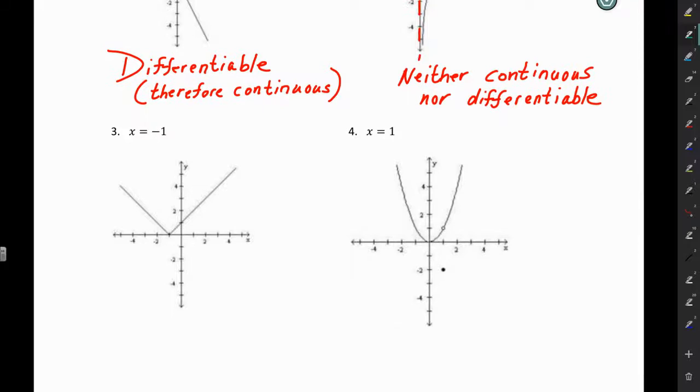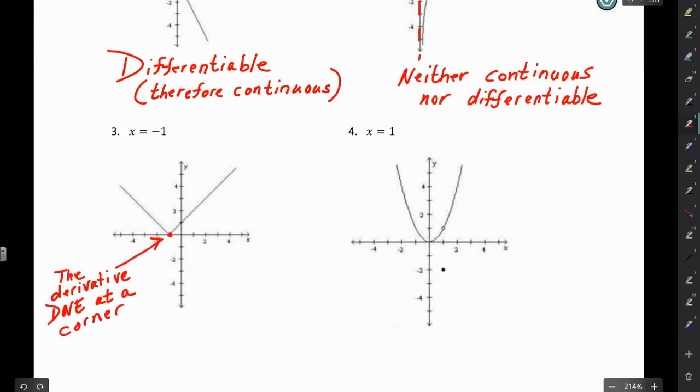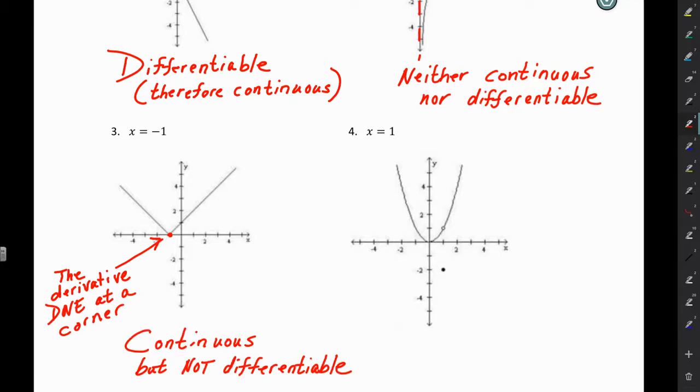Now the next graph, we're being asked to examine the graph right here at x equals -1. Well, if we look at this graph, we're certainly continuous on this graph. We're never going to have to lift our pencil from the paper. But if you remember, a function is not differentiable at a corner. All right, so let's make a note about that. The derivative does not exist at a corner, so this function is continuous but not differentiable at x equals -1.